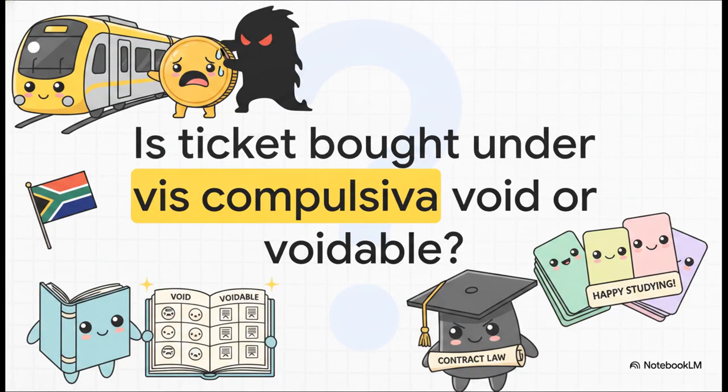Let's wrap this explainer with a provocative, exam-style scenario just to tie everything together. Imagine this. If you buy a Gautrain ticket under vis compulsiva because someone threatened you with imminent harm, is that presumed consensus contract null and void, or is it merely voidable? Think back to how we just separated absolute physical force from compulsive threats. If you know the answer to that, you are in a great spot.